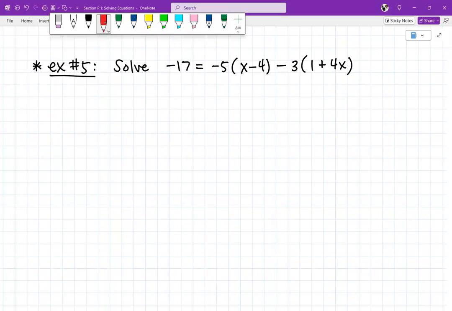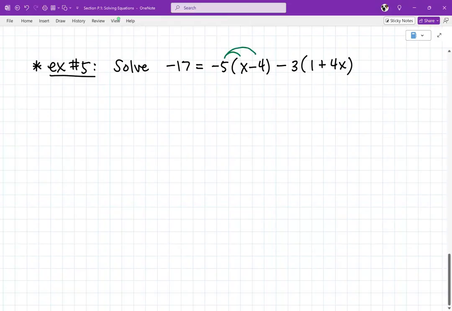All right. In this problem, you see two sets of parentheses. That means I'm going to have to distribute twice. So let's go ahead and do that. I'll distribute the -5 here and the -3 here. Again, do it however you like. If you want to do it mentally, that's fine. I'm just showing the work here. So -5x plus 20. Remember, -5 times -4 is positive 20. -3 minus 12x. So I distributed all the way through: -5x, positive 20, -3, and -12x.